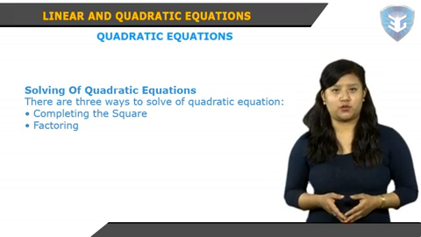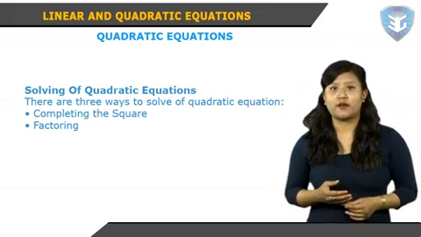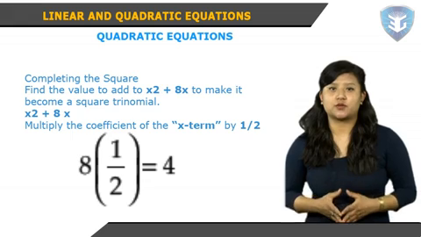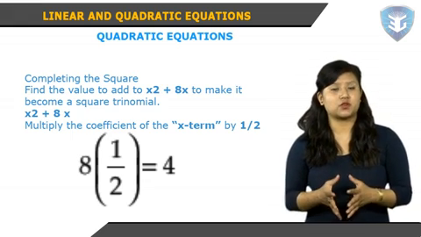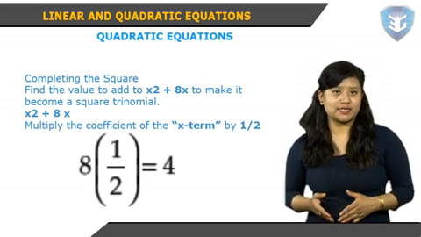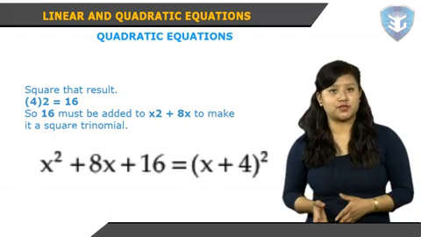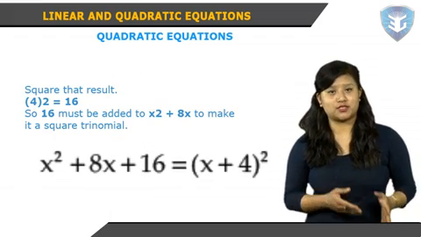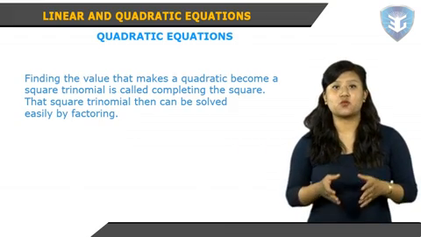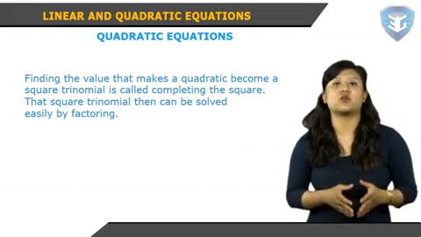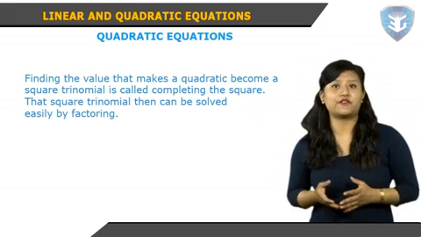Solving quadratic equations. There are 3 ways to solve quadratic equations, including completing the square and factoring. Completing the square. Find the value to add to x² + 8x to make it a square trinomial. Multiply the coefficient of the x term by half. Square that result. So 16 must be added to x² + 8x to make it a square trinomial. Finding the value that makes a quadratic a square trinomial is called completing the square. That square trinomial can then be solved easily by factoring.